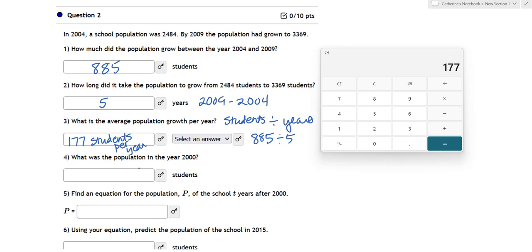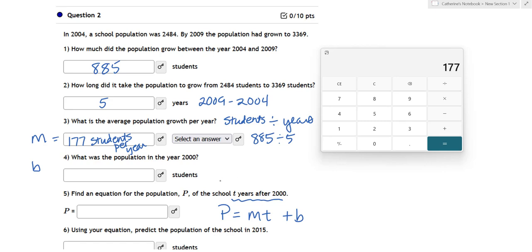What was the population in the year 2000? This is trying to get you to figure out the B value, because in number 5, they're going to ask you to find an equation for the population P of the school T years after 2000. So they're setting 2000 to be the 0. Number 4 is going to help us find the B value in P equals MT plus B. We figured out the M in number 3, so now we're going to figure out the B value.